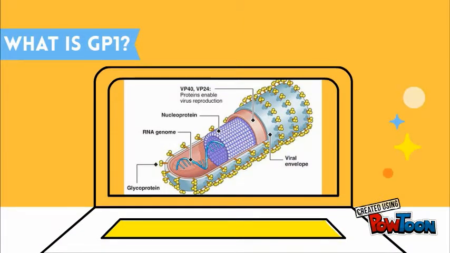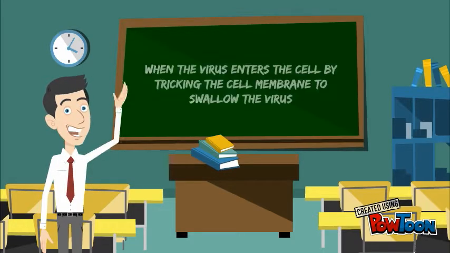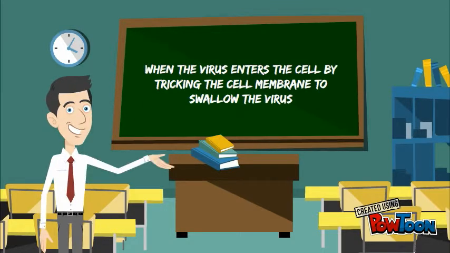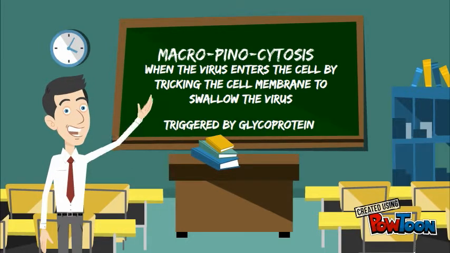So what exactly is GP1? GP1 is a viral glycoprotein that has 676 amino acids and 2,029 nucleotides. It is essential for infectivity since it's the only viral protein expressed at the surface. It first enters the cell by tricking the cell membrane into swallowing the virus. The process is called macropinocytosis. This is triggered by glycoprotein.